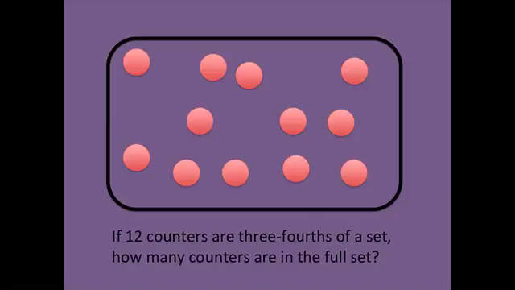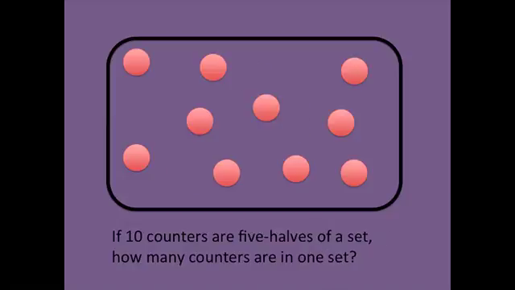If 12 counters are 3/4 of a set, how many counters are in the full set? First determine how many counters make up 1/4 of the whole. This question is worth 10 points. If 10 counters are 5 halves of a set, how many counters are in one set? First, figure out what a half is equal to. This question is worth 20 points. Be sure to think it through carefully.